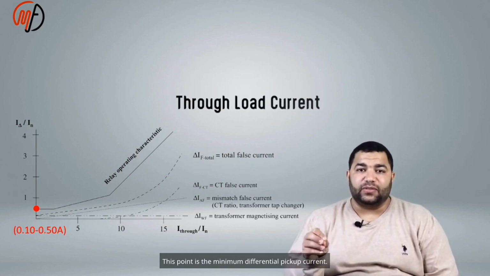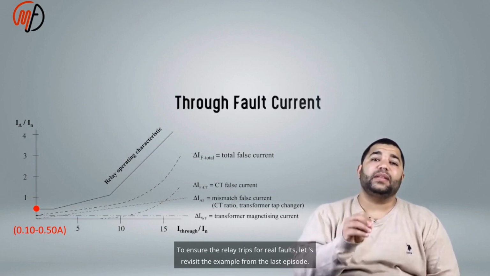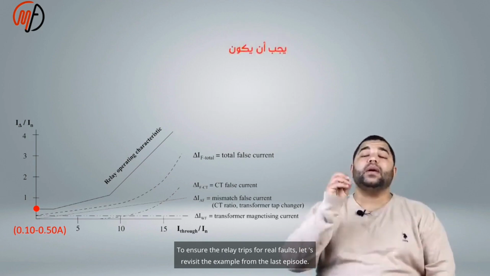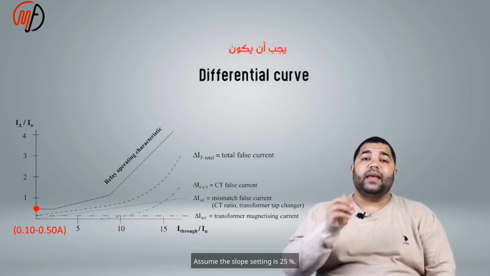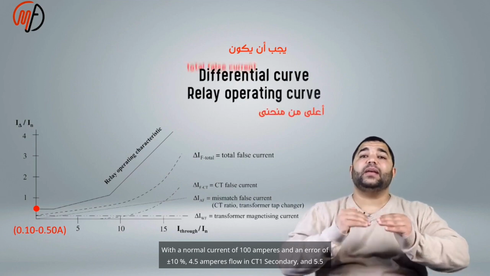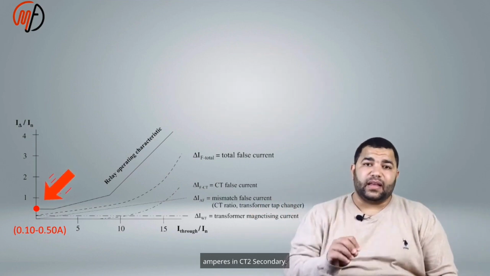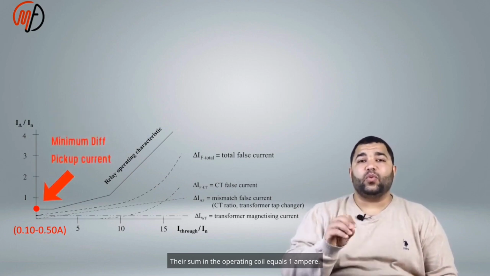To ensure the relay trips for real faults, let's revisit the example from the last episode. Assume the slope setting is 25%, with a normal current of 100 amperes and an error of plus 10%, 4.5 amperes flow in CT1 secondary, and 5.5 amperes in CT2 secondary. Their sum in the operating coil equals 1 ampere.